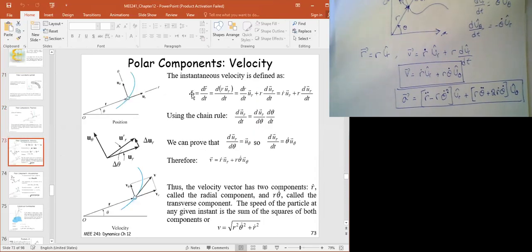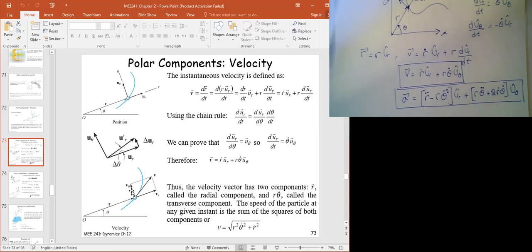I can then obtain my velocity. I can differentiate this, and then this is going to be my velocity. Ultimately, V is equal to R prime UR plus R theta prime U theta. So you have a component of the velocity along the radial line, because the radial line is changing, so you have to incorporate that in your equations. And as a result of theta, you will also have some velocity in the tangential direction. Here, tangential is not tangential along the curve. It is perpendicular to the radial line.